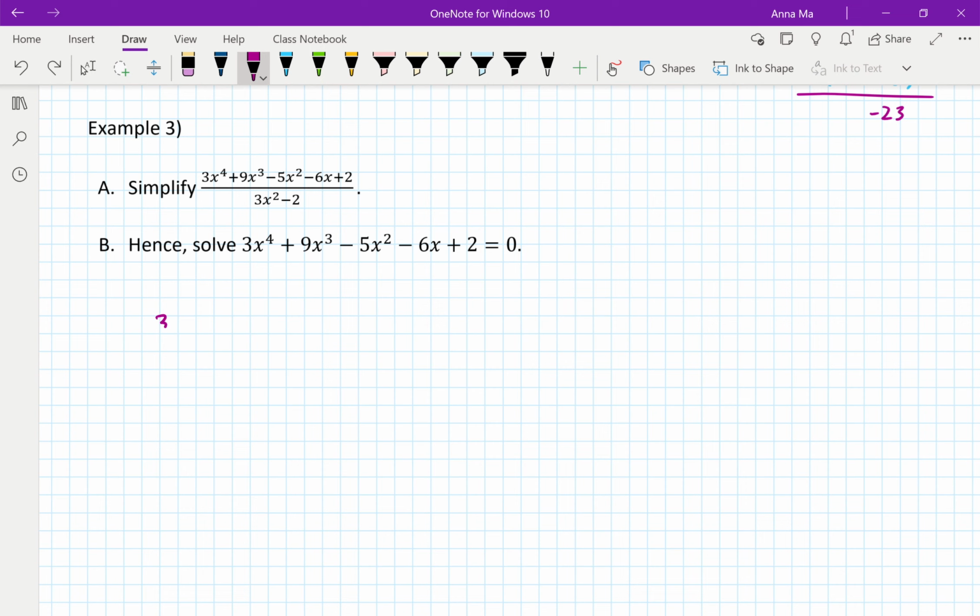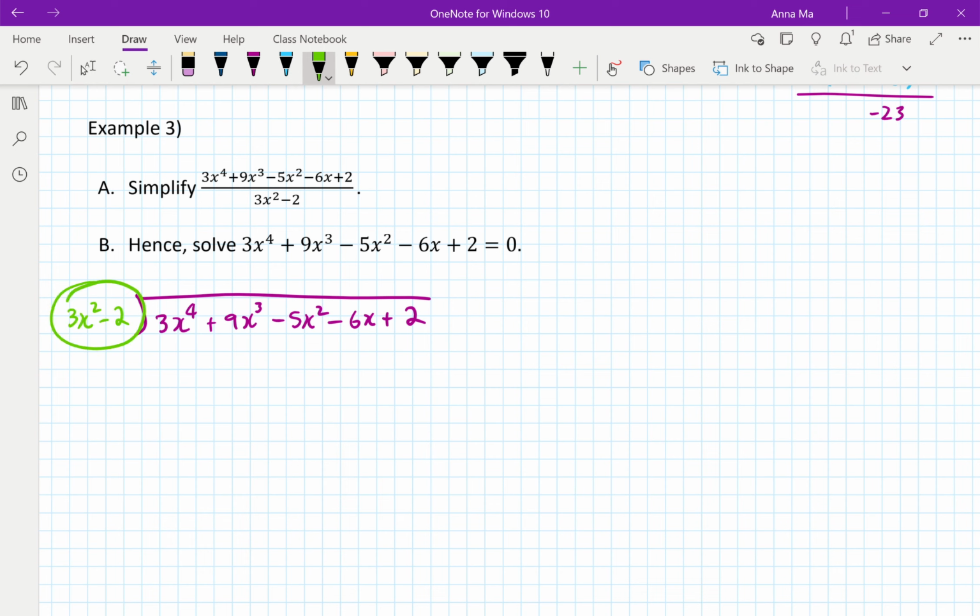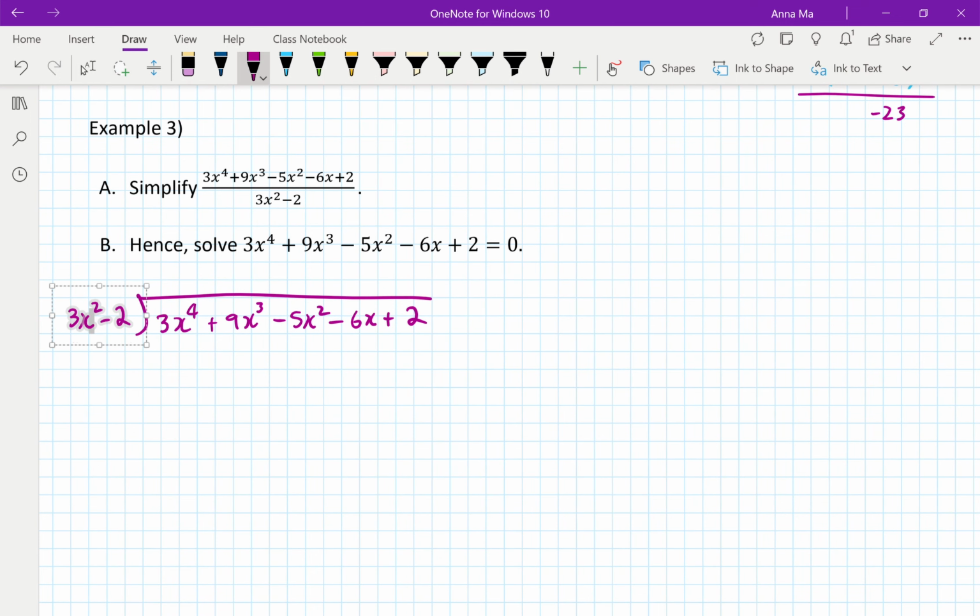Choo-choo train. Plus 9x cubed minus 5x squared minus 6x plus 2. A bit long, but let's try. Now this one is a quadratic factor, so it could be a little bit more confusing. So hopefully you will be able to follow. Okay, 3x squared matching with 3x to the 4. I need another x squared, giving me 3x to the 4 minus 2x squared.